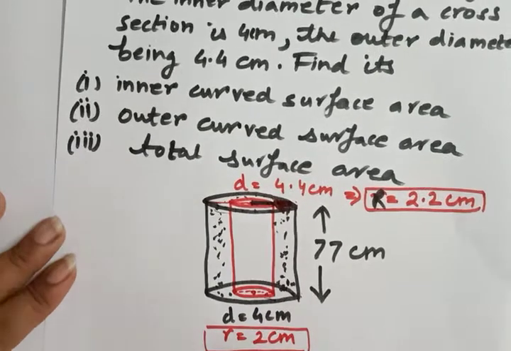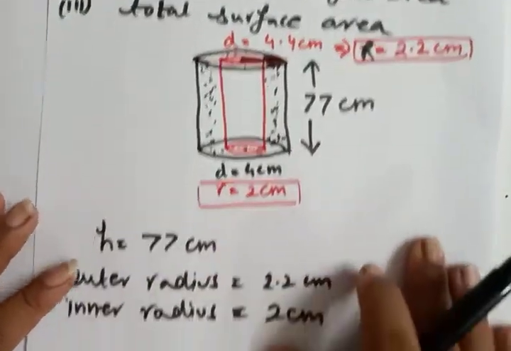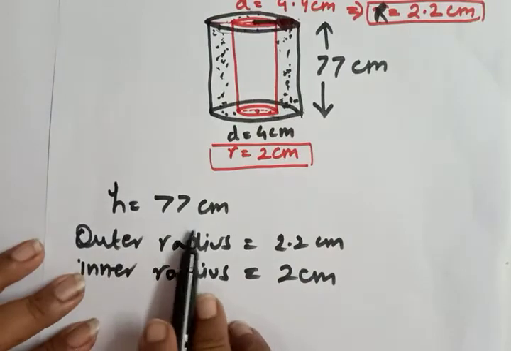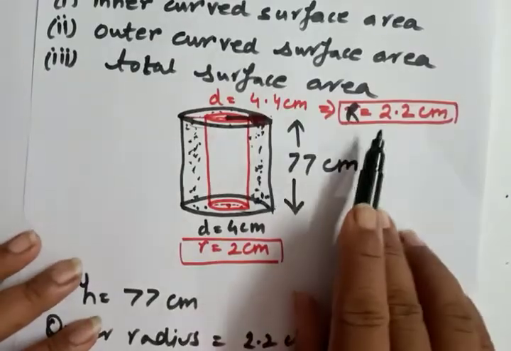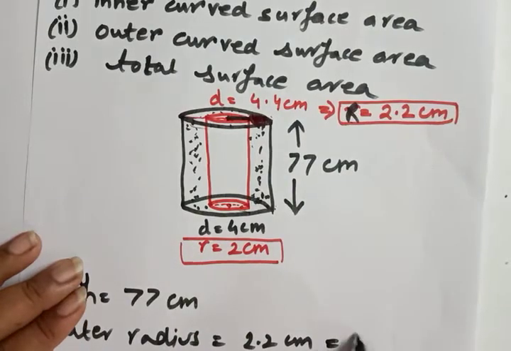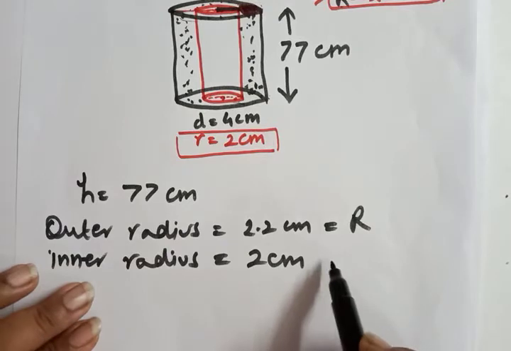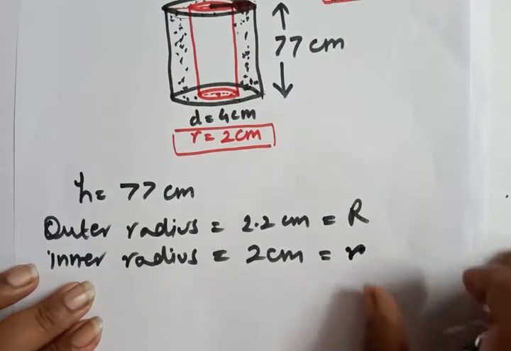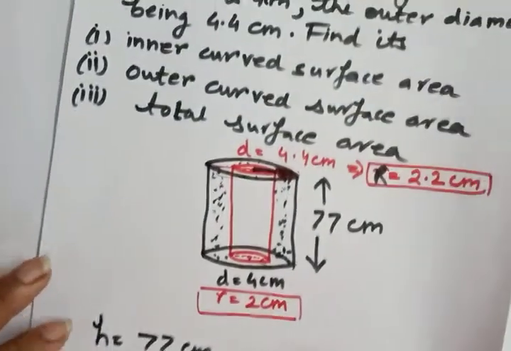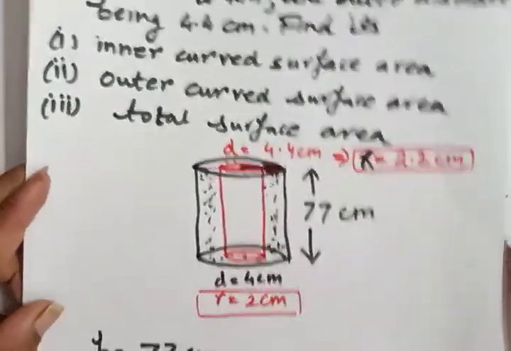So now the third thing that you need to find out is the total surface area. Now I have written the height is 77 centimeter, the outer radius is 2.2 centimeter, which we will represent by capital R, and the inner radius is 2, which we represent by small r. So first of all we need to find out the inner curved surface area. So let's find out the inner curved surface area.